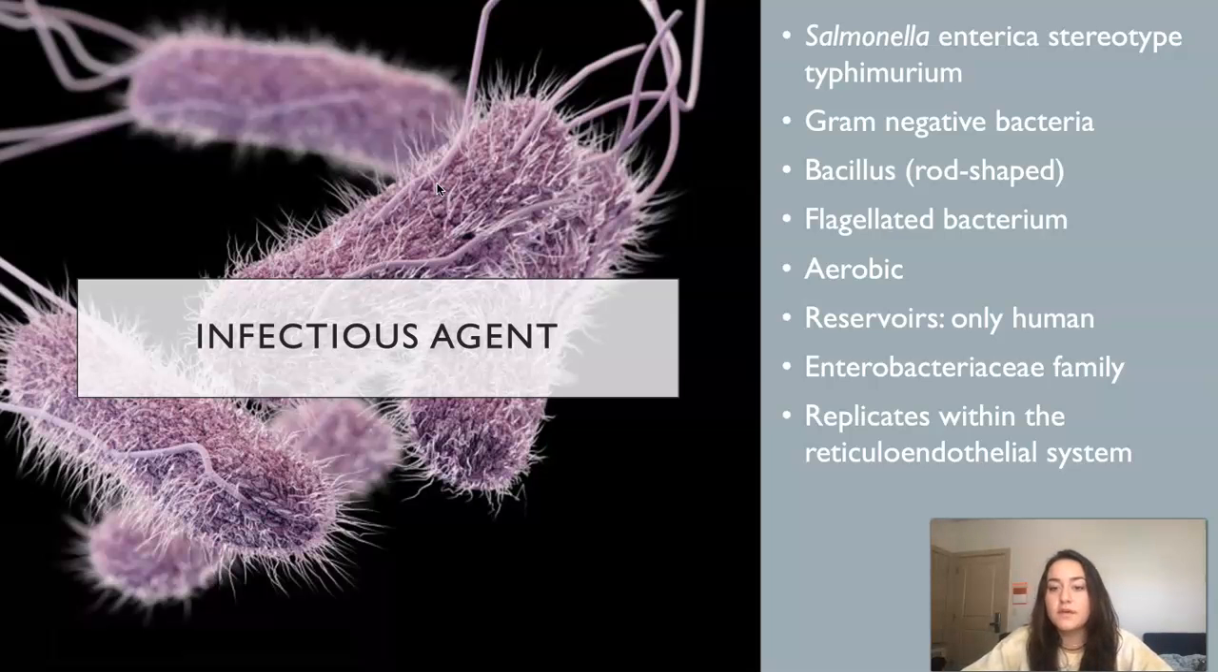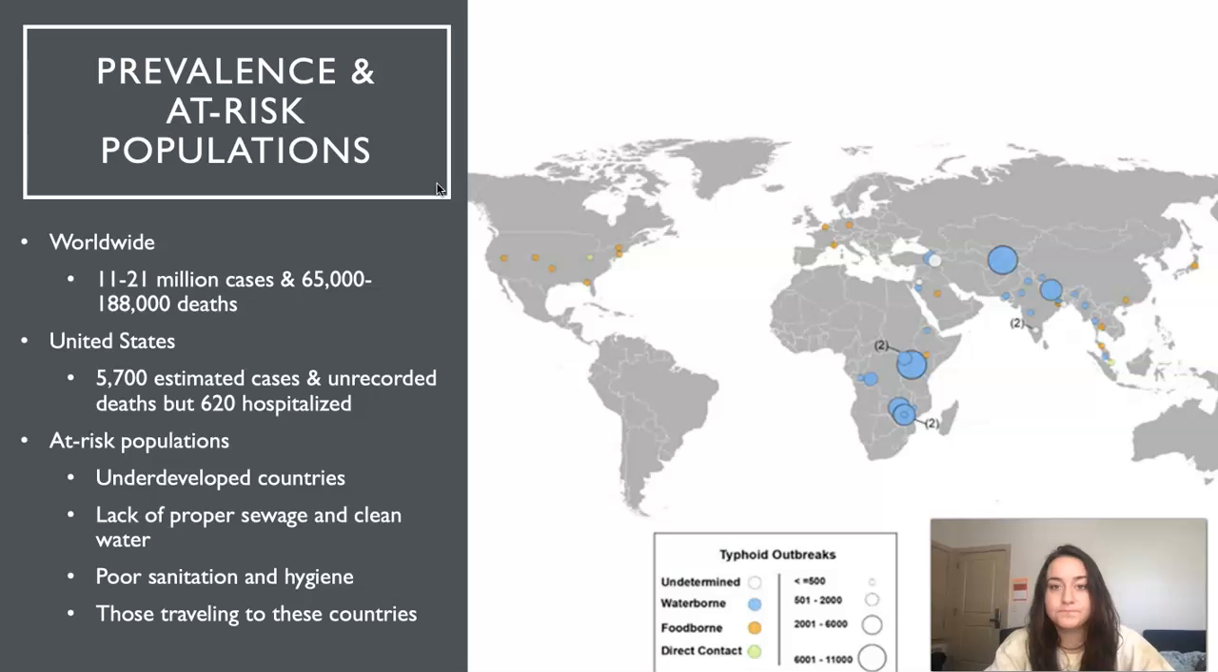It replicates within the reticuloendothelial system, and this is the hallmark of the infectious agent, because this system consists of various cells of the body that remove dead or abnormal cells, tissue, and other foreign substances. And this is, again, where the infectious agent replicates.